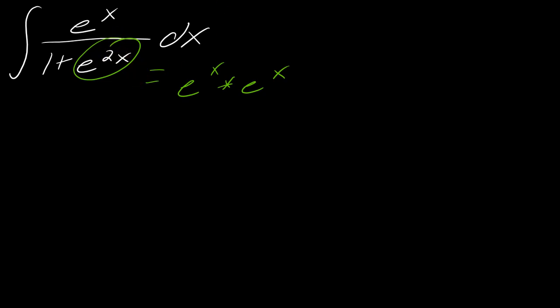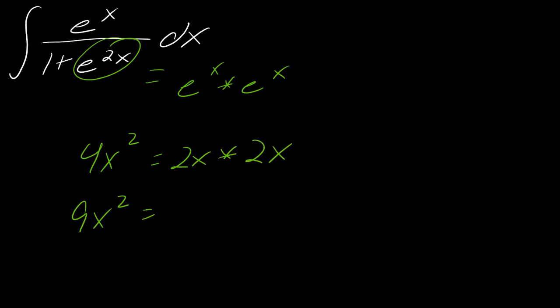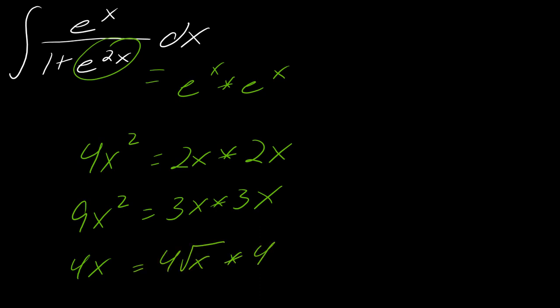It doesn't just have to be with e's, by the way. It could be like 4x squared you could think of as 2x times 2x. 9x squared is 3x times 3x. We could also get creative and say, like, if I had 4x, I could call that 2 square root of x times 2 square root of x. So this is just a really common trick that comes up with substitution, and the more calculus you do, the more quickly you will get at spotting this trick.